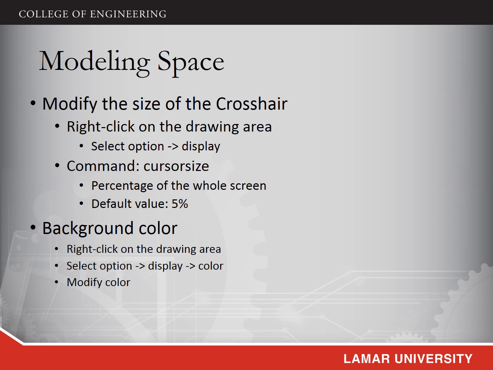There are two methods for you to modify the size of the crosshair. The first one is right-click on the drawing area. Once you right-click on the drawing area, you will see a menu, and then you can choose the option at the very bottom of the menu, and then click display to modify the size of the crosshair. The second method is using the command window.